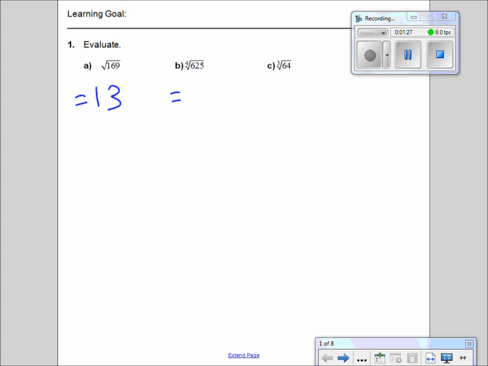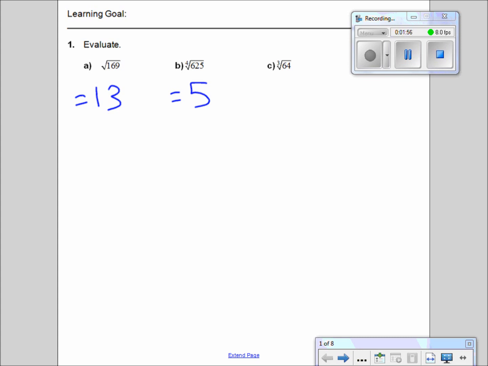625. The answer's 5. On the other calculator, you go 4, then do you see this button right there, like the number 4 again? So you hit second 4, and then 625. Okay, 5. Calvin, did you get it to work on that one? Demar, you got it to work?